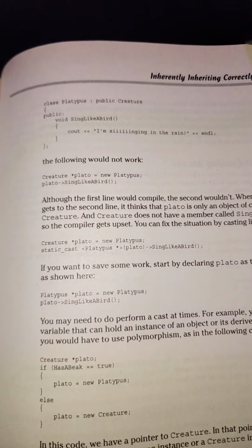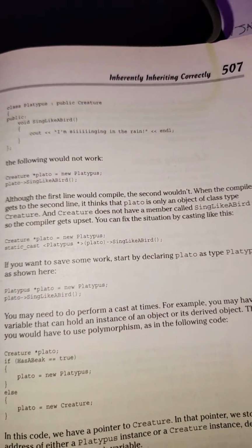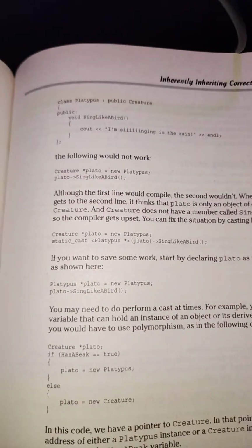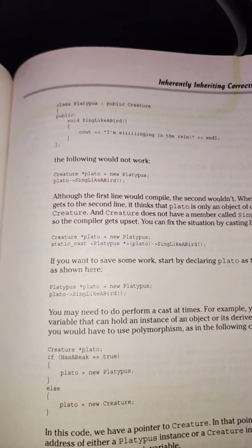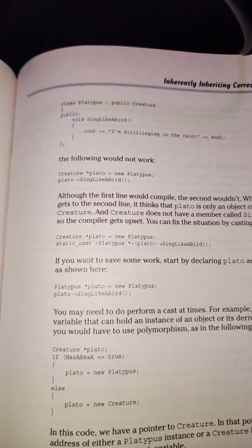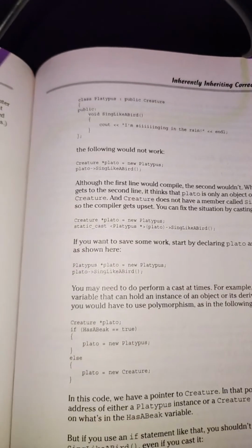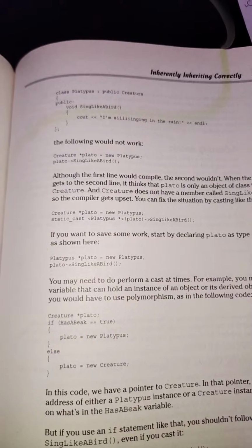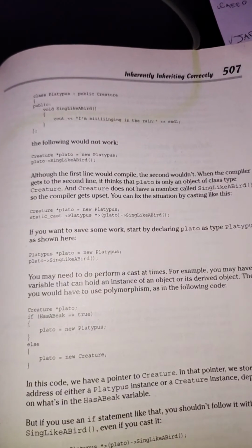If you want to save some work, start by declaring Plato as type platypus, as shown here. Platypus star Plato equals new platypus. Plato pointing to sing like a bird. You may need to perform a cast at times.